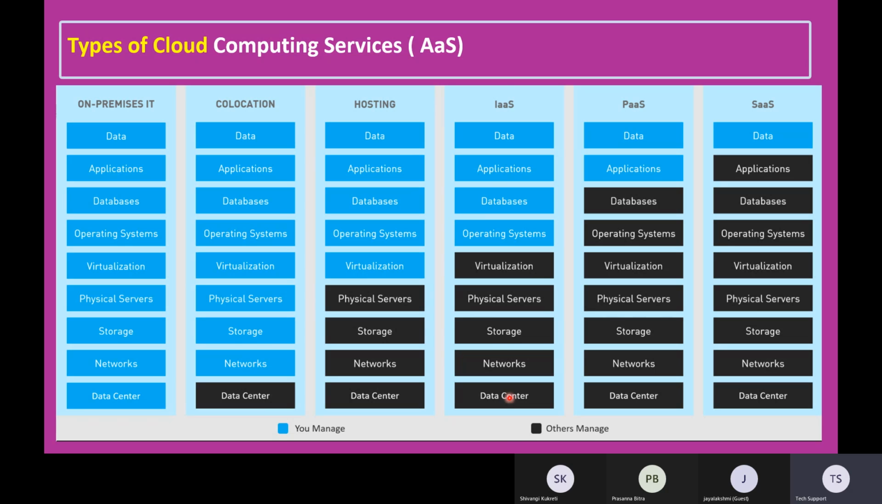And the examples of clouds, as we discussed, are Amazon AWS, Microsoft Azure and Google Cloud. These are the most popular cloud service providers. Now come to PaaS. PaaS means platform as a service. Here not only VMs, but the operating system and database, everything is managed by the cloud provider only. We just install the application and data. This application and data is managed by our company.